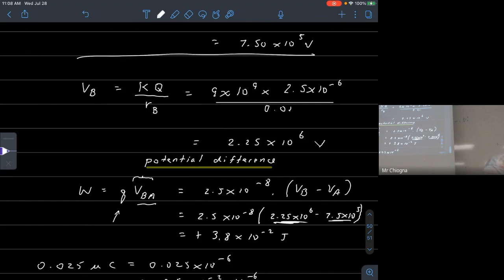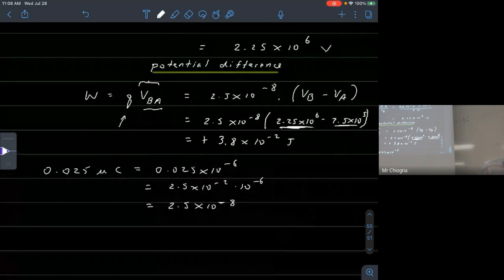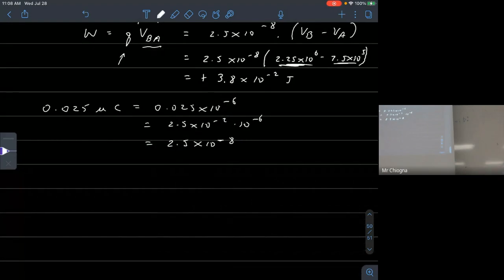Now I need to do one more lesson on electric field, and we're done electricity. And then you can work on problems. Okay. Electric field between parallel plates.